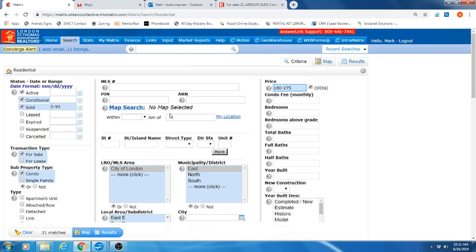Again, I've clicked active, I've clicked conditional, I've clicked sold for 0 to 90 days for sale, condo in East Subdistrict H between 180 and 275. You do not add the zeros. As you can see in brackets, they've already put the zeros. So you look here and I have 21 matches. I'm going to hit enter.